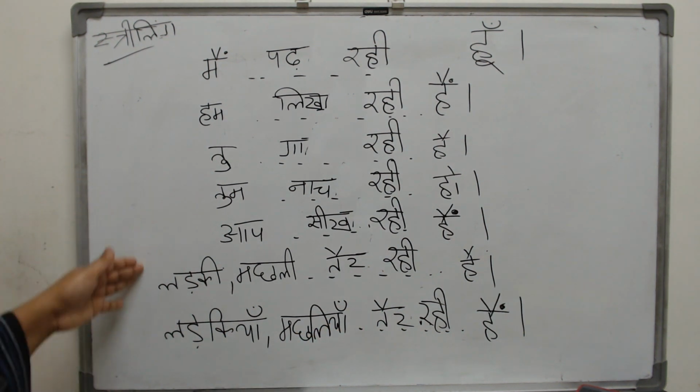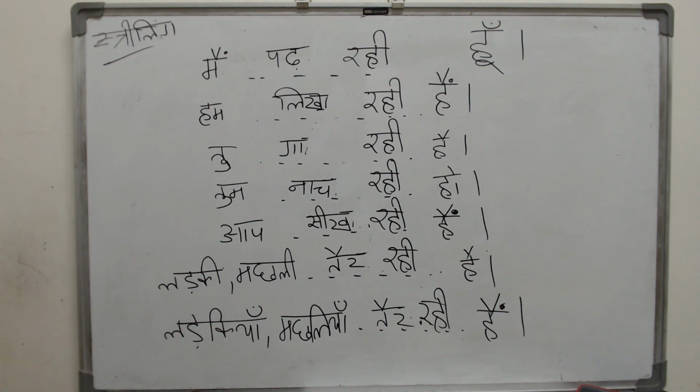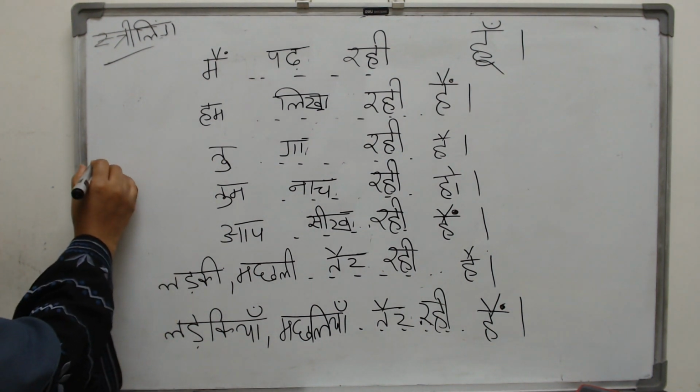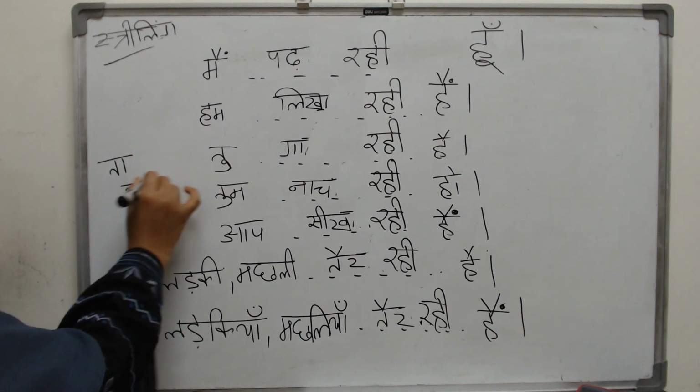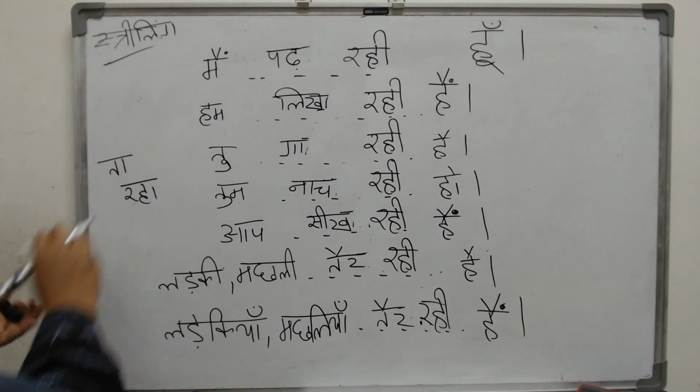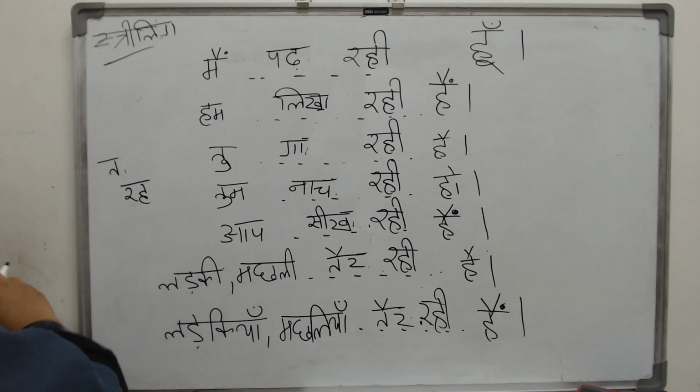Now this was the female form. Let us go to the male form. But before going, let me tell you one thing. There is a general form. What is the general form? We already discussed it. It is ta or raha for singular male. If it is plural male, it is jate or rahe form.